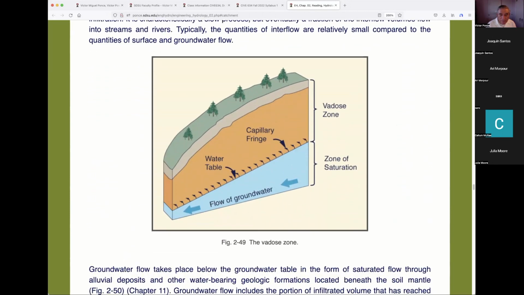This is a good graph. This is a graph from USGS, I believe. I don't see the credit over there, but it is a USGS graph. It shows the flow of groundwater, the water table, and the capillary fringe. Those little arrows represent the capillary fringe, and then the so-called vadose zone and the zone of saturation, and the vegetation on top. How deep is the vadose zone? It depends.